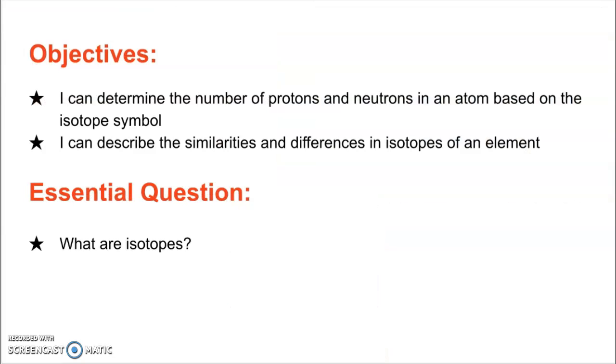Today's objectives are that you can determine the number of protons and neutrons in an atom based on your isotope symbol. So it's going to be different than nuclear notation that we looked at yesterday. And you can also describe the similarities and differences in isotopes of an element. So our essential question today is pretty simple. What are isotopes?